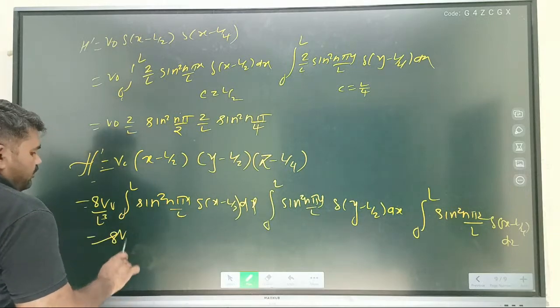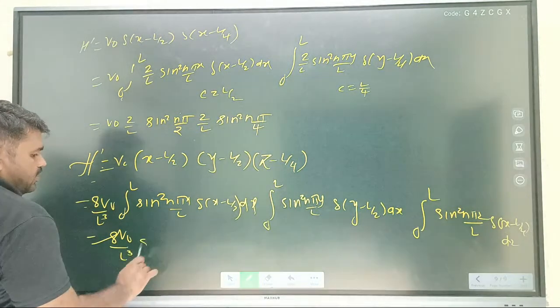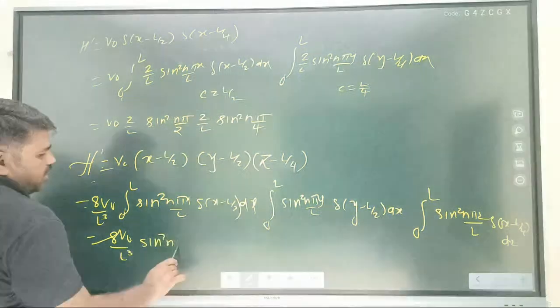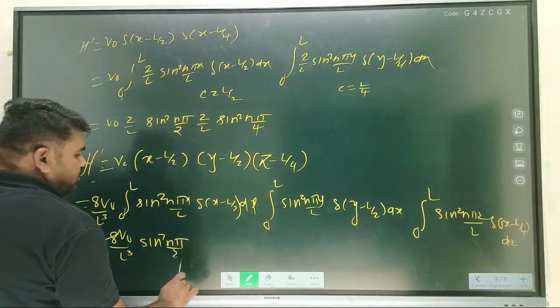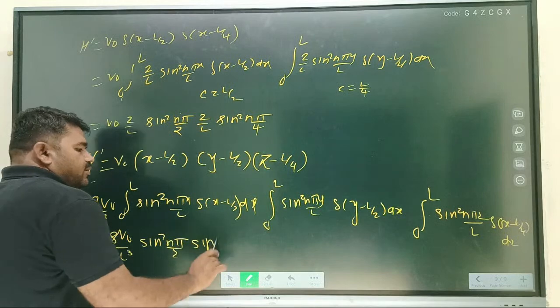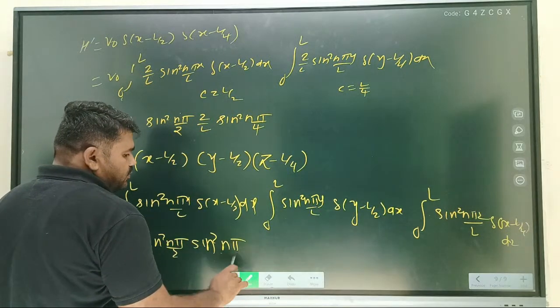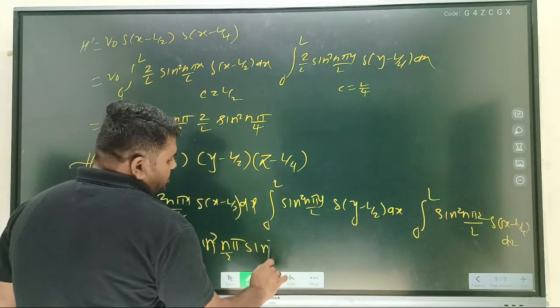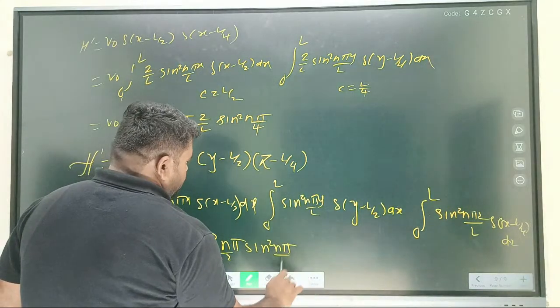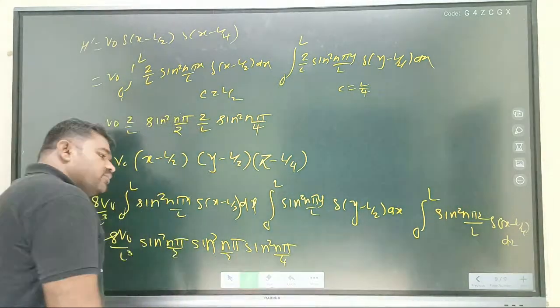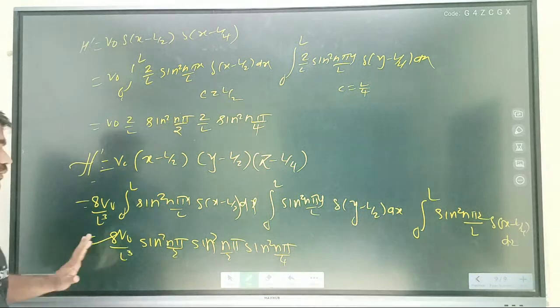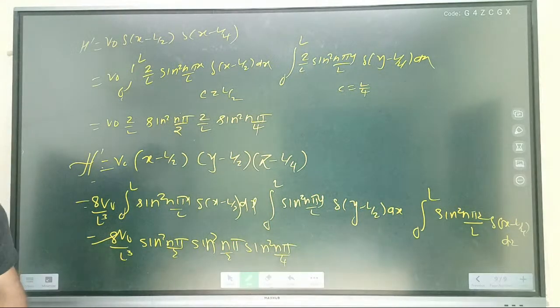This is equal to 8 v naught upon L cube sin square n pi upon 2 into sin square n pi by 2 into sin square n pi by 4. Clear? We can choose n is equal to even and n is equal to odd, and we get the final answer. Okay. Such types of direct delta questions also arise.